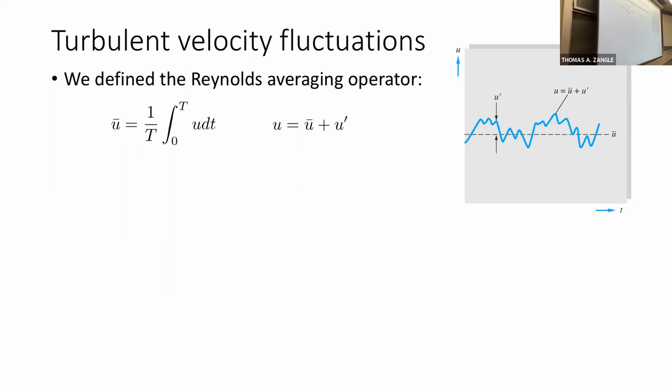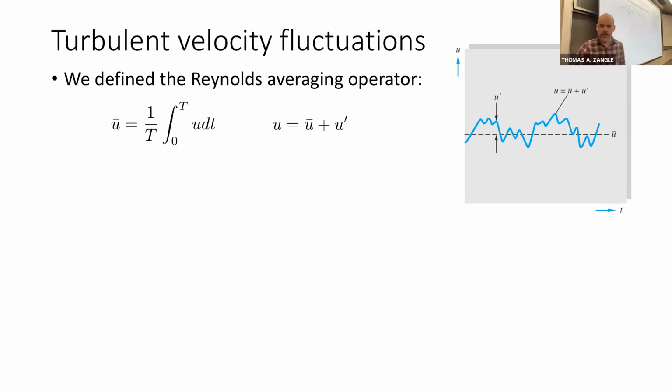So U bar is the time average velocity. It can still be a function of space. But if T, for example, is the whole duration of our experiment or observation, then this U bar is not a function of time. And U prime is a function of time as well as all the space variables.